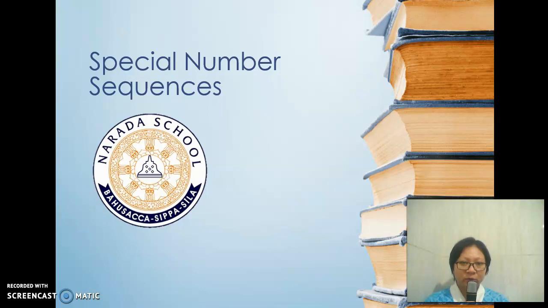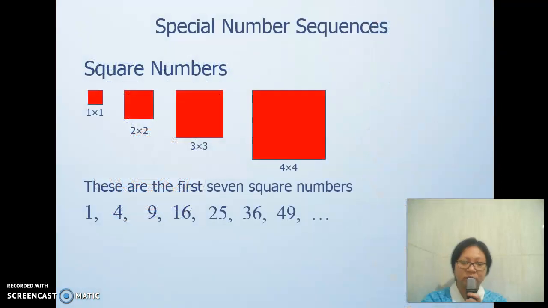After learning about geometric sequences, now we are going to learn about special number sequences. Let's find out what special number sequences are. The first is square numbers. These are the first 7 square numbers: 1, 4, 9, 16, 25, 36, 49, and so on.